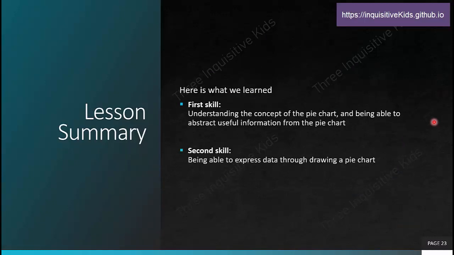The two skills we learned were understanding the concept of the pie chart and being able to extract useful information from the pie chart, and being able to express data through drawing a pie chart.